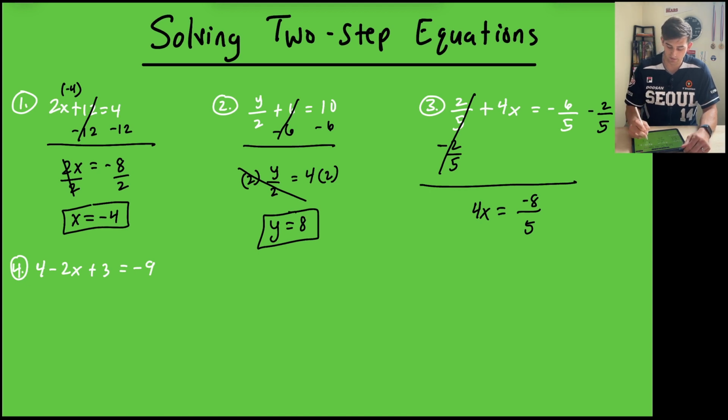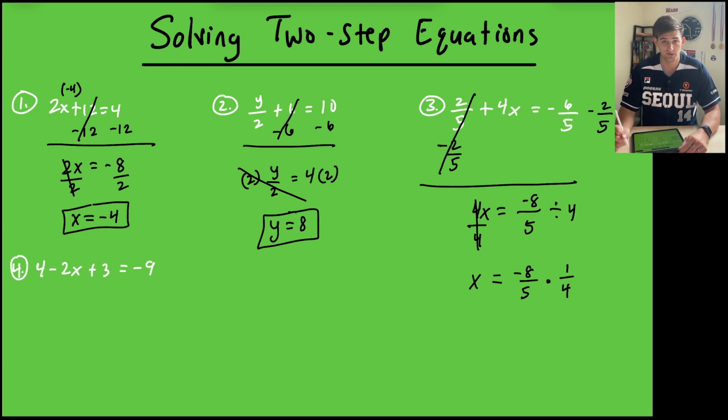Now we're going to divide both sides by 4, but this is going to look really strange if I write it like that. So if I write it horizontally, divide by 4, then we can see that we need to keep, flip, and change. So KFC, if you've heard that before. When we're dividing fractions, we're going to keep the first fraction, so negative 8 over 5. We're going to flip the second one from 4 to 1/4. And we're going to change our division to multiplication.